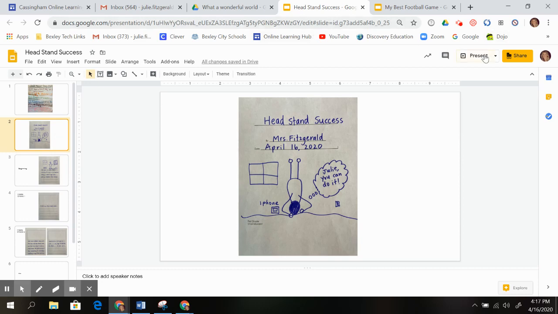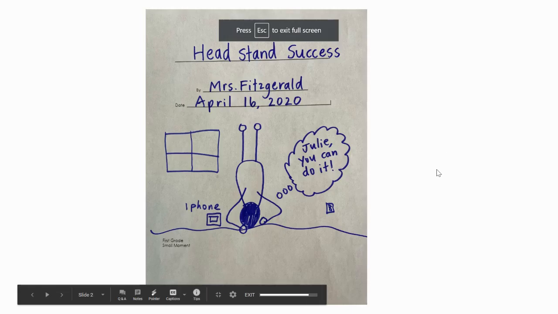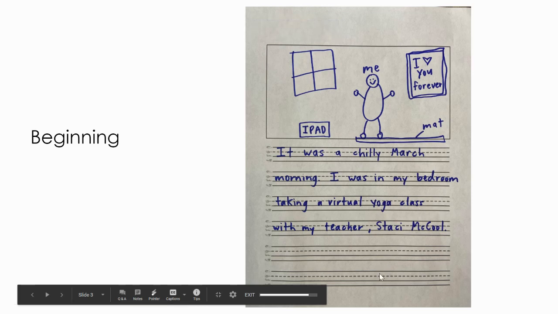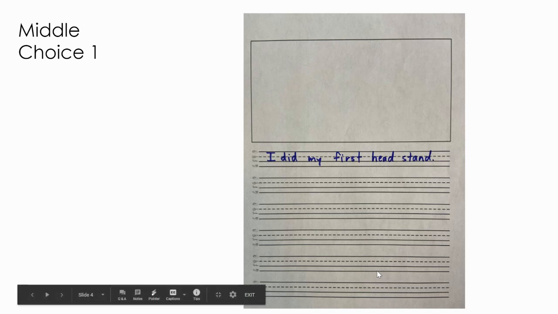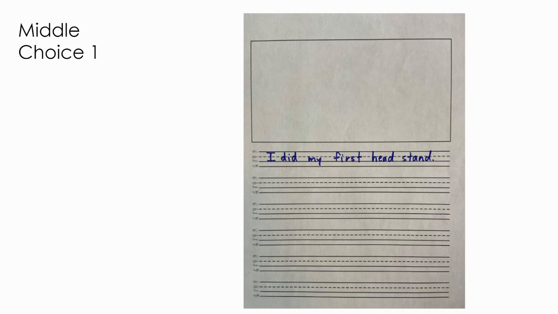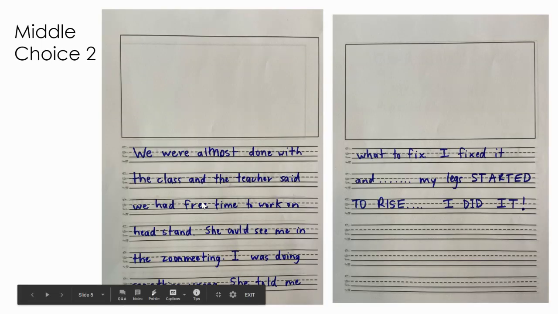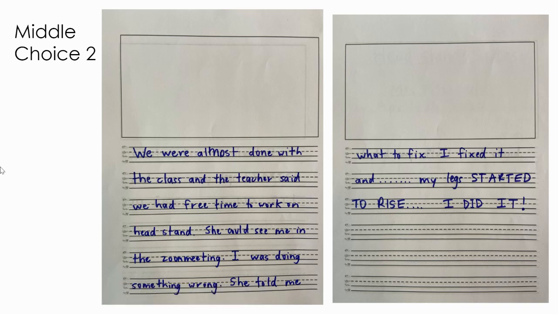Now we're going to go to my story. This is the story that I began writing yesterday about my handstand. This was my beginning. Now I'm going to give you 2 examples of the middle choice. I wrote 2 different middles, and I want you to tell me which middle you think describes my story the best. Which middle creates the best picture for the reader? Here's choice 1. I did my first headstand. Here's choice 2. Choice 2 is actually 2 pages long.